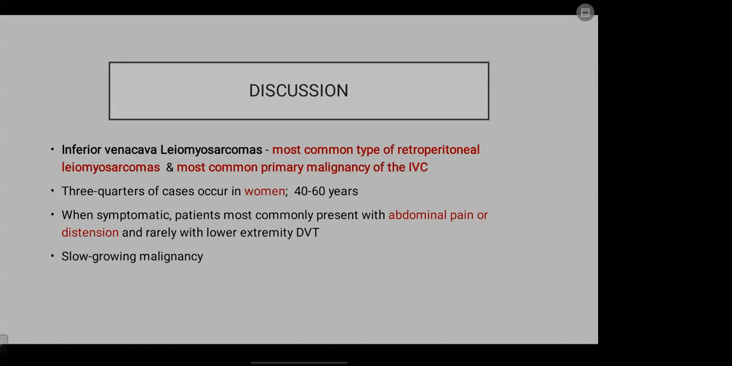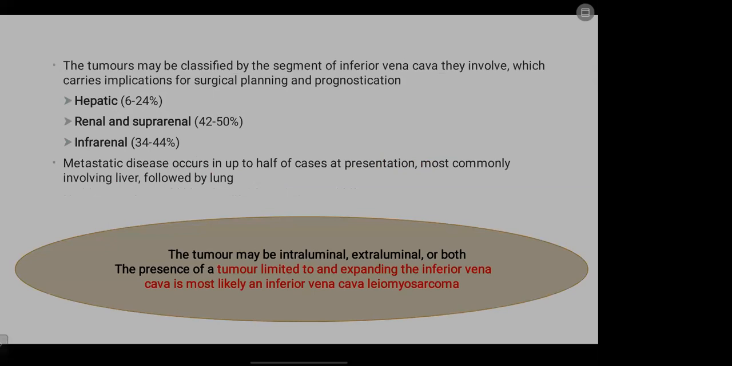And coming to the discussion about this, inferior vena cava leiomyosarcomas are the most common type of retroperitoneal leiomyosarcomas and the most common primary malignancy of the IVC. Three-fourths of cases occur in women 40 to 60 years old. Symptomatic patients may commonly present with abdominal pain, distension, or rarely lower extremity deep vein thrombosis. This sarcoma is a slow-growing malignancy, and the tumor may be classified based on the segment of the inferior vena cava involved: hepatic, renal and suprarenal, or infrarenal. The most common area involved is the renal and suprarenal area of the IVC.